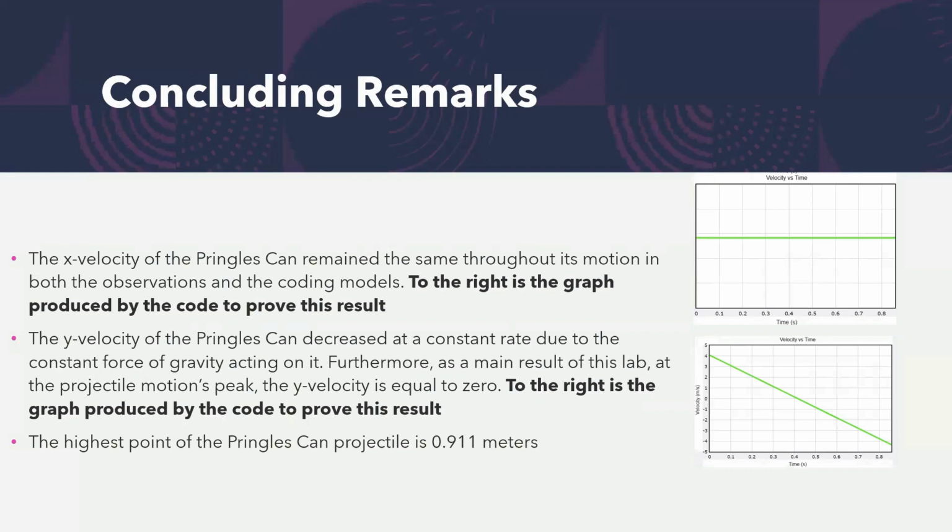Furthermore, as the main result of this lab, at the projectile motion's peak, the y velocity is equal to 0. And to the right is a graph that proves this result, showing that at around 0.4 seconds, the y velocity became 0, which is its height. And thus, the highest point of the Pringles can projectile is 0.911 meters.